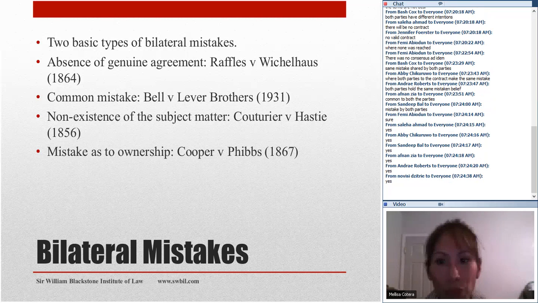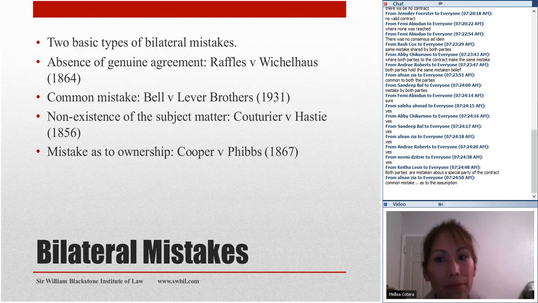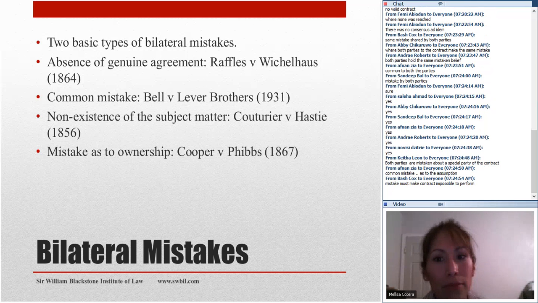Okay, so can somebody tell me what you understand by common mistake? Okay, so I'm going to let you know what is common mistake. Common mistake occurs where both parties to a contract are mistaken about a critical element of the agreement. So they share that mistake. Usually, common mistake deals with those situations where an apparent contract lacks consent. Thus, the contract is void from the beginning.